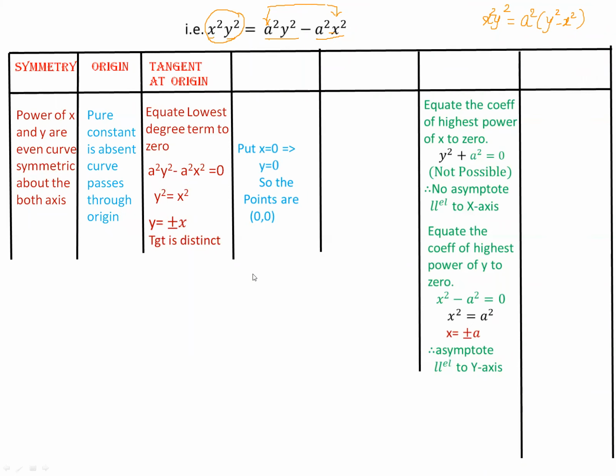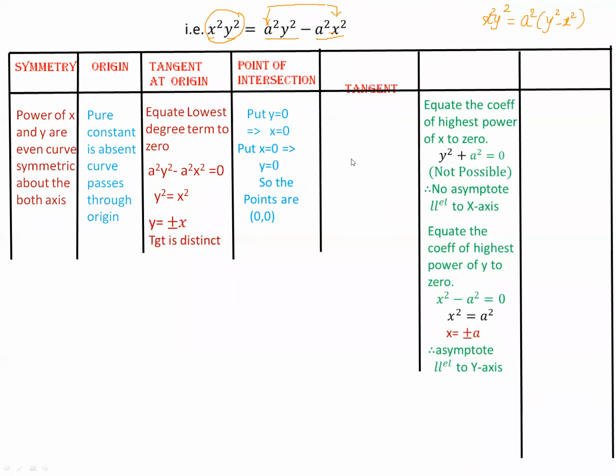The next point, point of intersection. If we put y is equal to 0 in this given equation, what will be the value of x? Obviously, x is 0. And if x is equal to 0, we get that y is equal to 0. Therefore, the curve passes through only the origin.